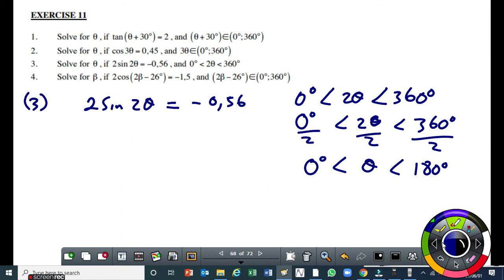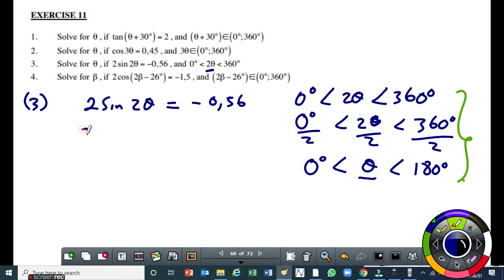This should not be something that's surprising you. You did inequalities in grade 10, and inequalities this year in term 1. So you should be able to understand that. I've simplified the restriction so that we no longer have 2 theta, but theta, which means the upper limit is no longer 360, it's now 180. And the lower limit is still 0 degrees. Once I've done that, when I solve this equation, I must get values that are between 0 and 180 degrees. So, let me solve it.